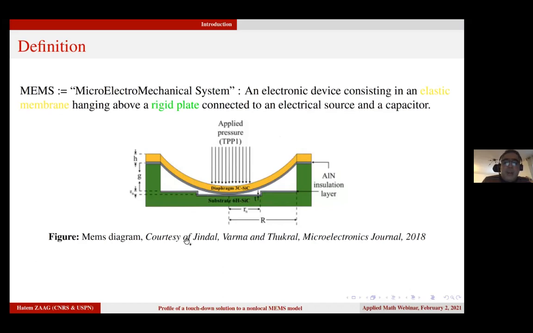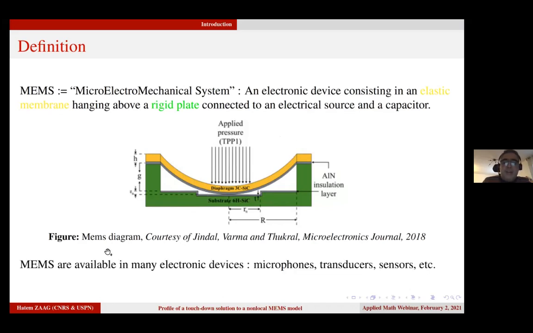Okay, so we can find this kind of device in many familiar devices such as microphones, transducers, sensors, etc. The idea is the following. For example, if you talk in front of the membrane, then you make the membrane move, and then this motion of the membrane will be translated into some electrical signal, and that's basically, roughly speaking, the way the microphone works.